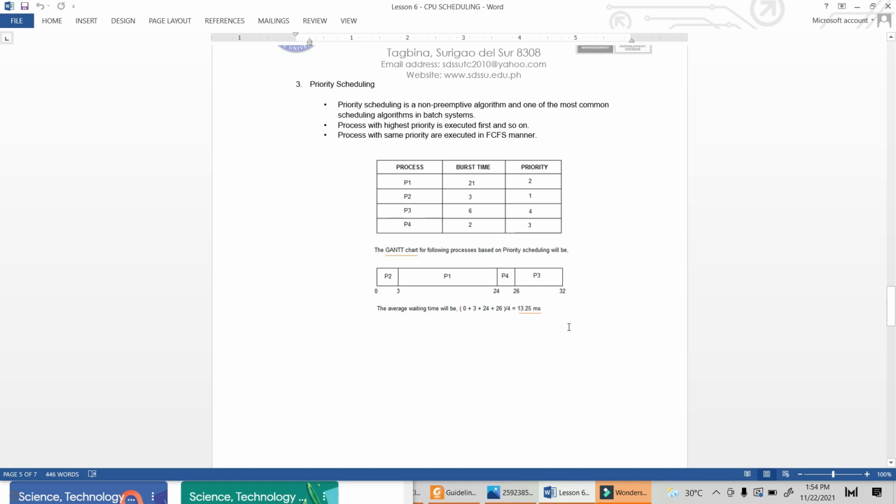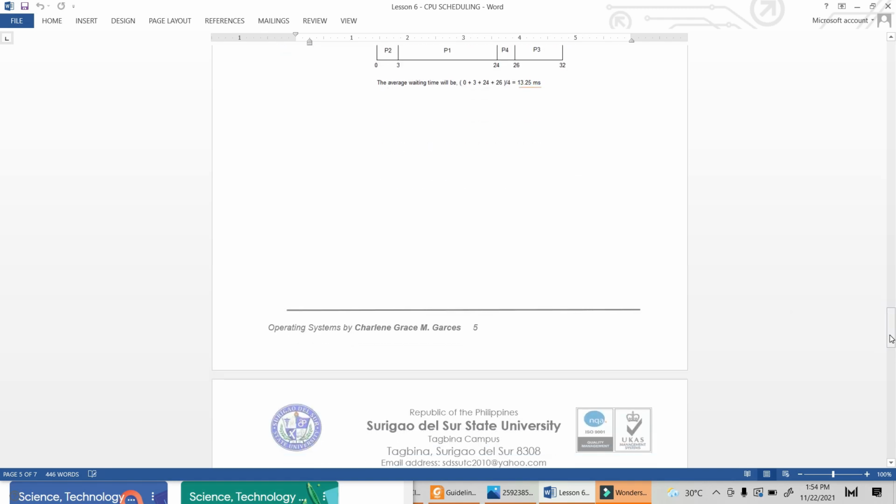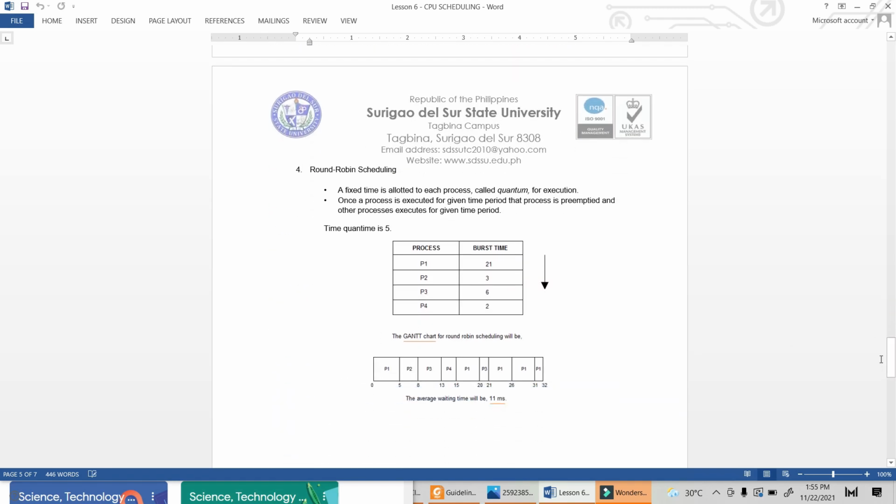Okay, and then the last one is the round robin scheduling. Round robin scheduling is a type of CPU scheduling algorithm where each process is assigned a fixed time slot.